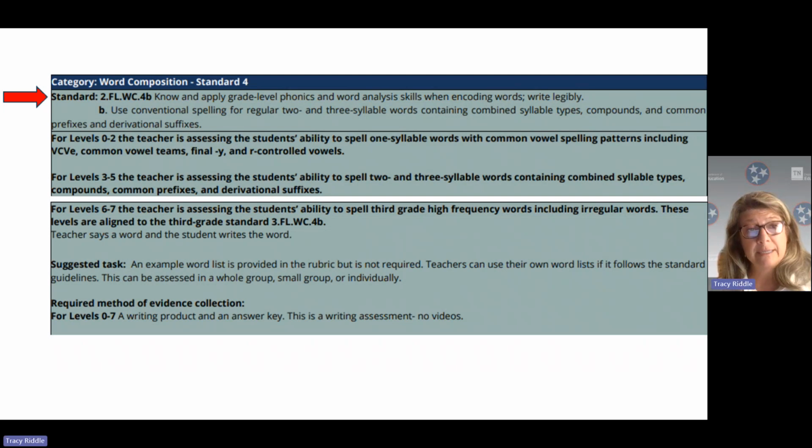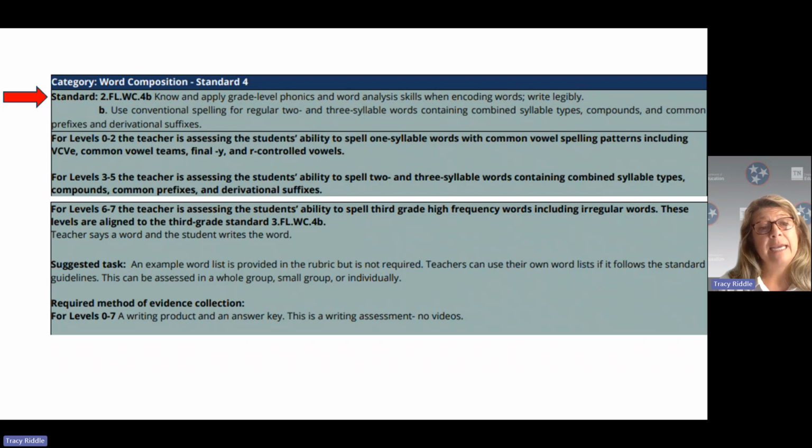If students are successful at level 2, then you can move on to assess the second grade standard. And there you will assess their ability to write those 2- and 3-syllable words that contain the combined syllable types, compounds, common prefixes, and derivational suffixes. When students have mastered this standard at level 5, you can move into assessing the third grade standard. Here, you will assess the student's ability to spell third grade high frequency words, and those will include irregular words.